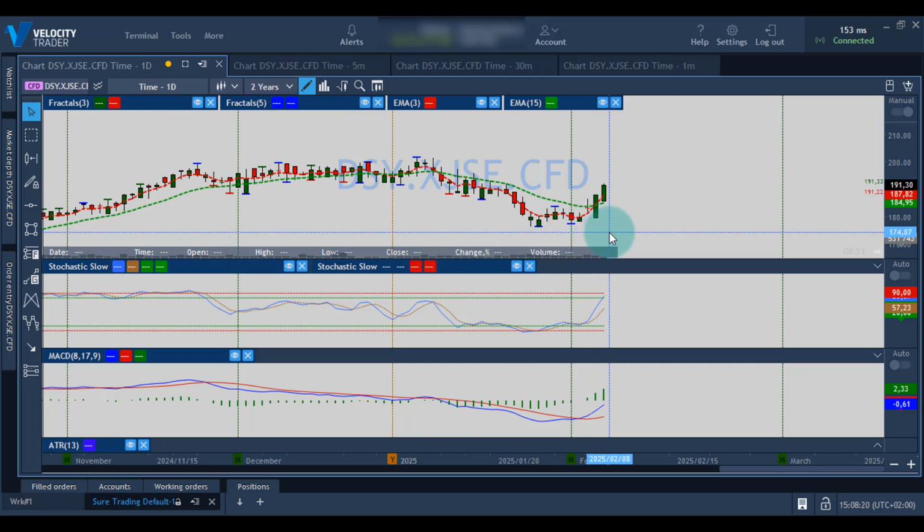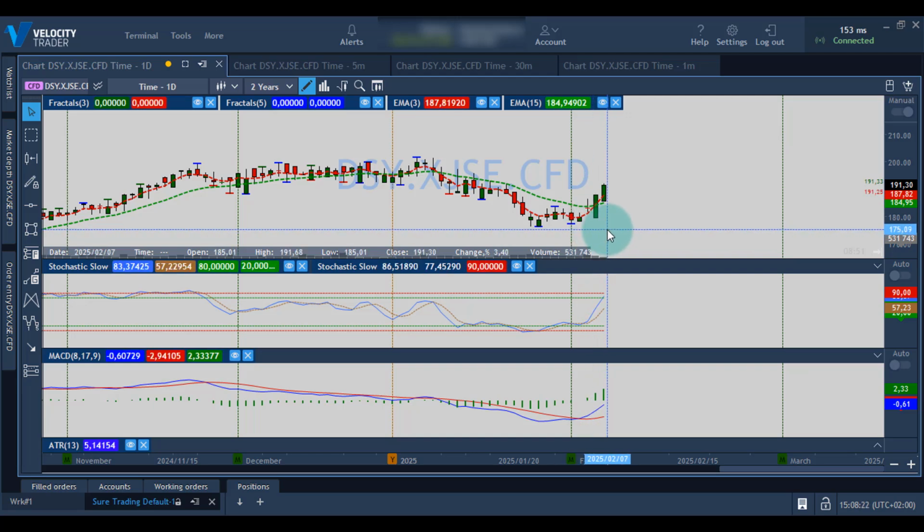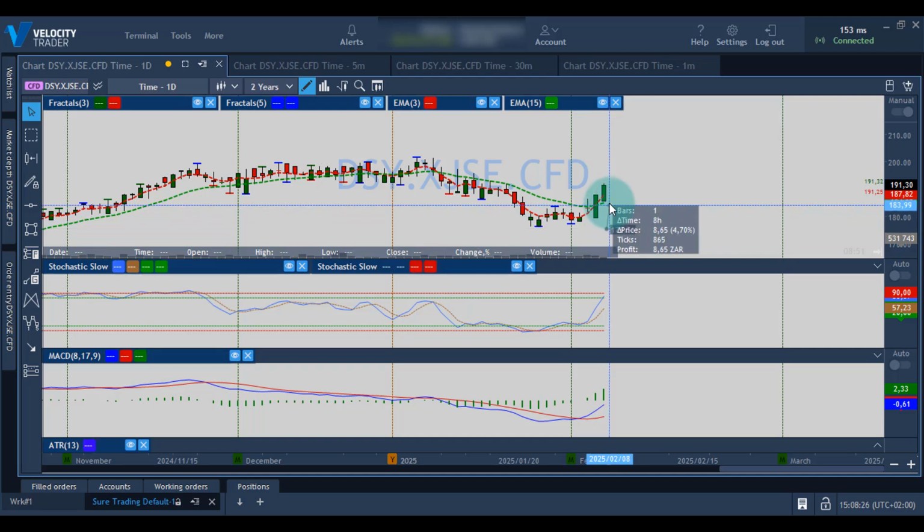If you click on the chart at the level you want to start from, right click, then drag it all the way to the top of the candle where we're currently trading, you can see that there's a 16 Rand difference. That would mean that my stop loss would be 16 Rands away.